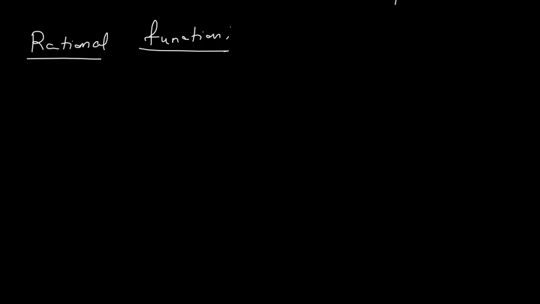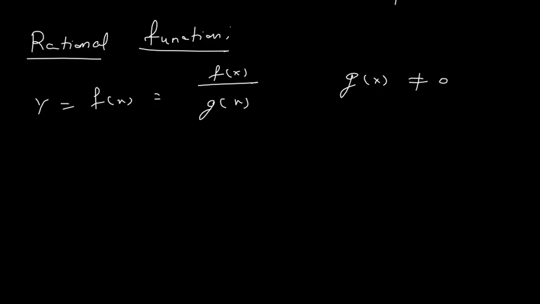So here a rational function y is equal to f(x), which is equal to a function of x divided by another function of x, where this denominator part is not 0. This kind of function is considered to be a rational function. The denominator should not be 0, because when the denominator is 0, it becomes not defined. So y is equal to f(x) upon g(x), where g(x) is not equal to 0, is your rational function.